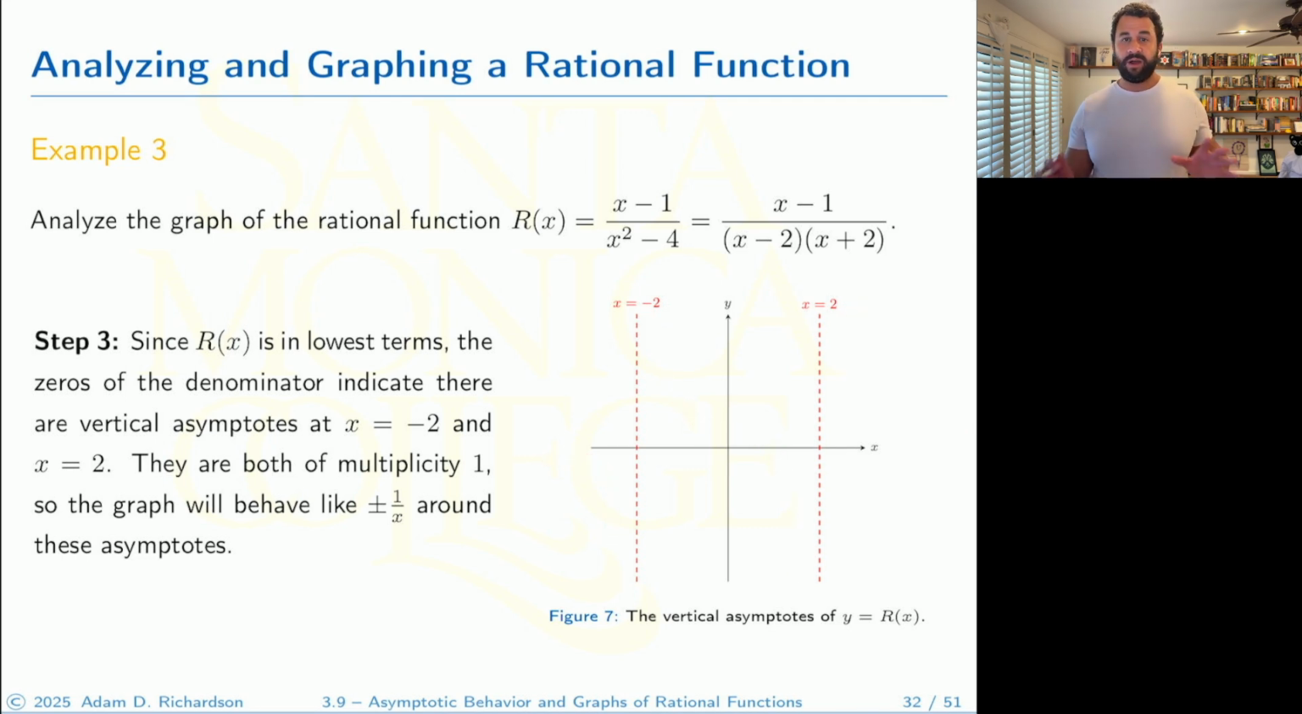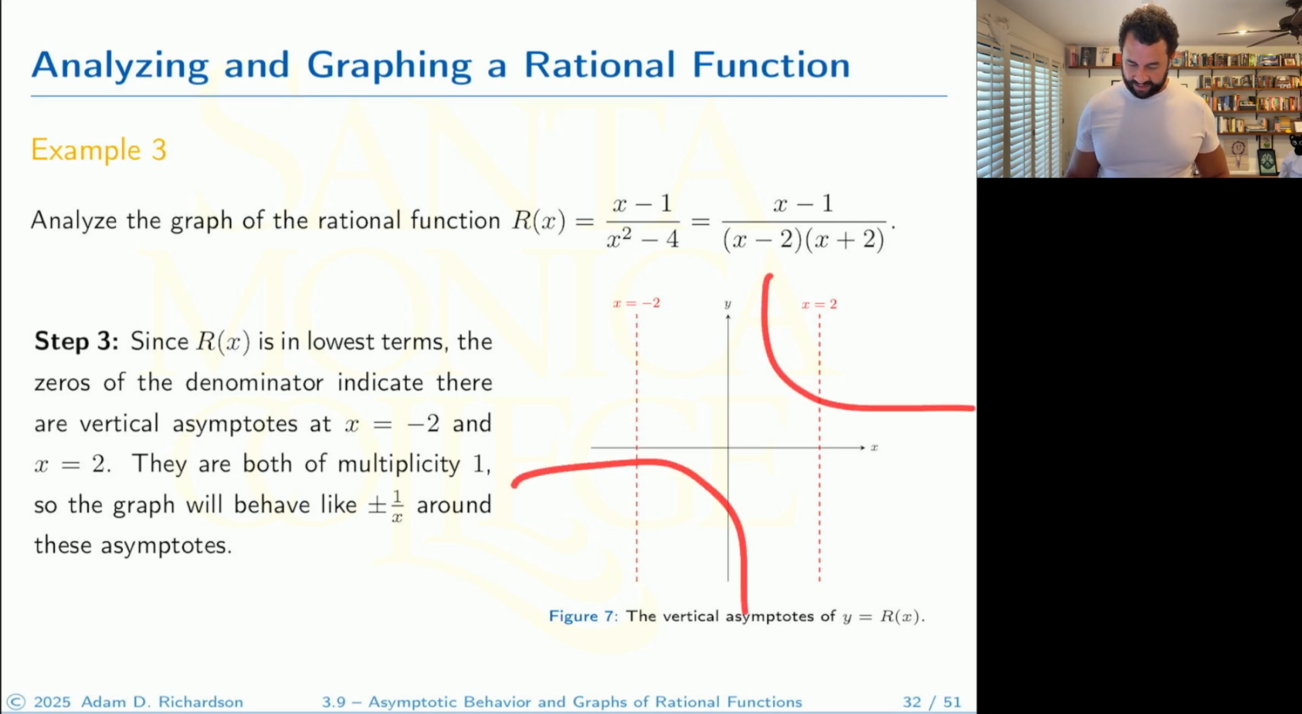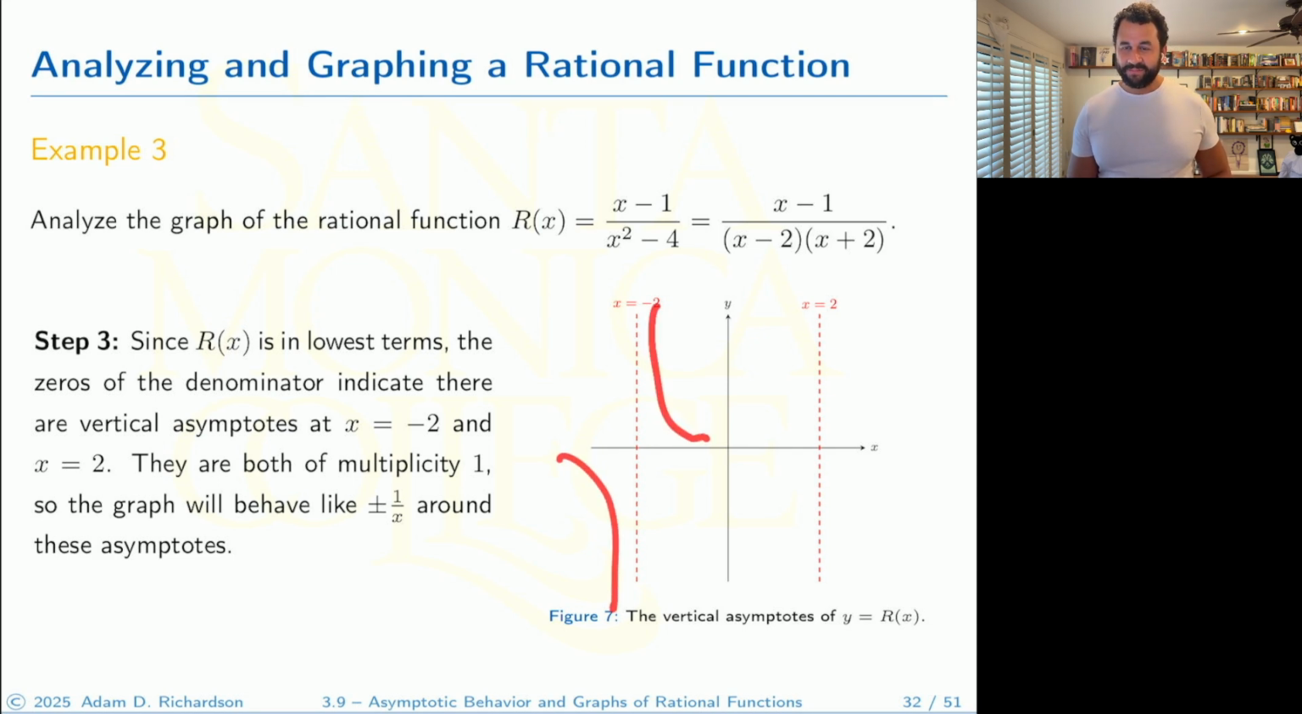There we go. At this point, I just have a rough picture of it in my head. Why? Because 1 over x goes like that, so my end behavior is going to look like that too. The multiplicity of this asymptote is 1, so it's got to look like that and like that. Oops, sorry. What am I doing? That and that. Okay. And then this one's the same way, right?